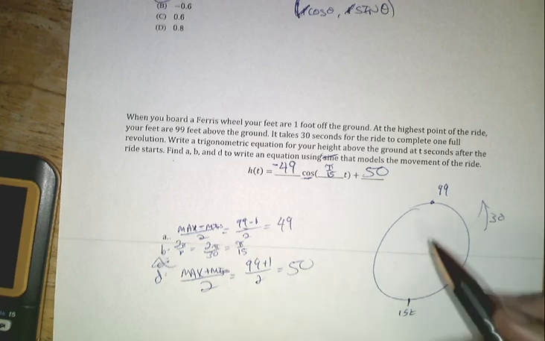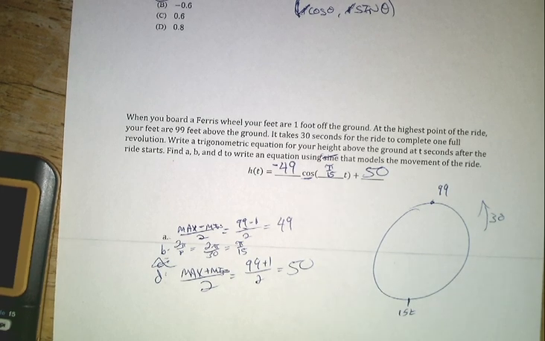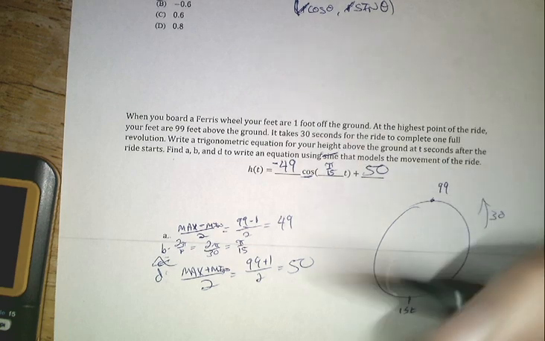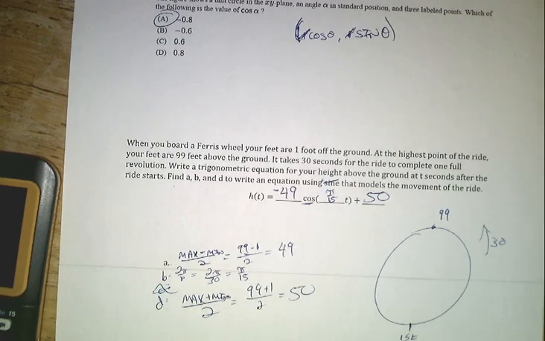Again, amplitude and midline. These are the keys. R cosine theta, R sine theta. These will get you through most of the tests.